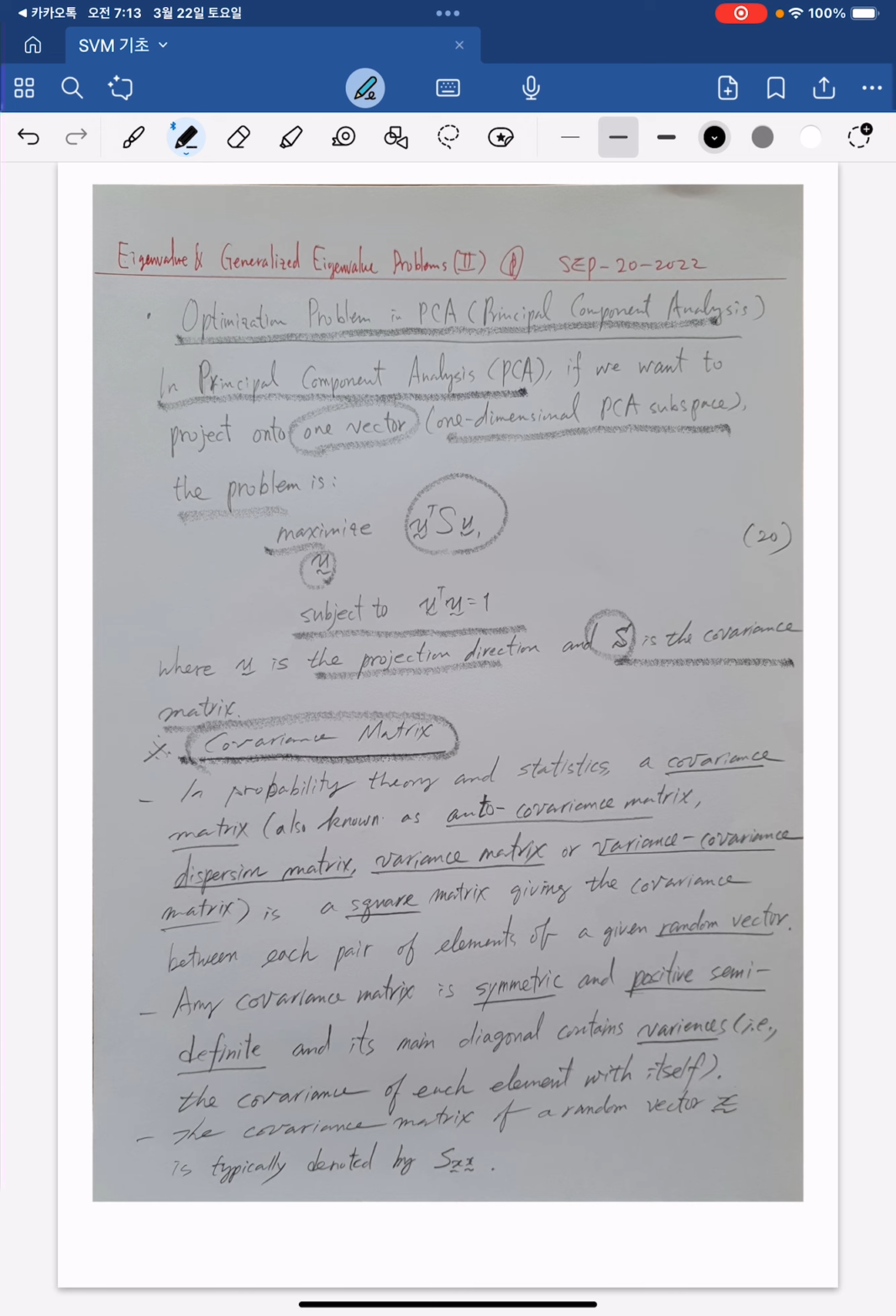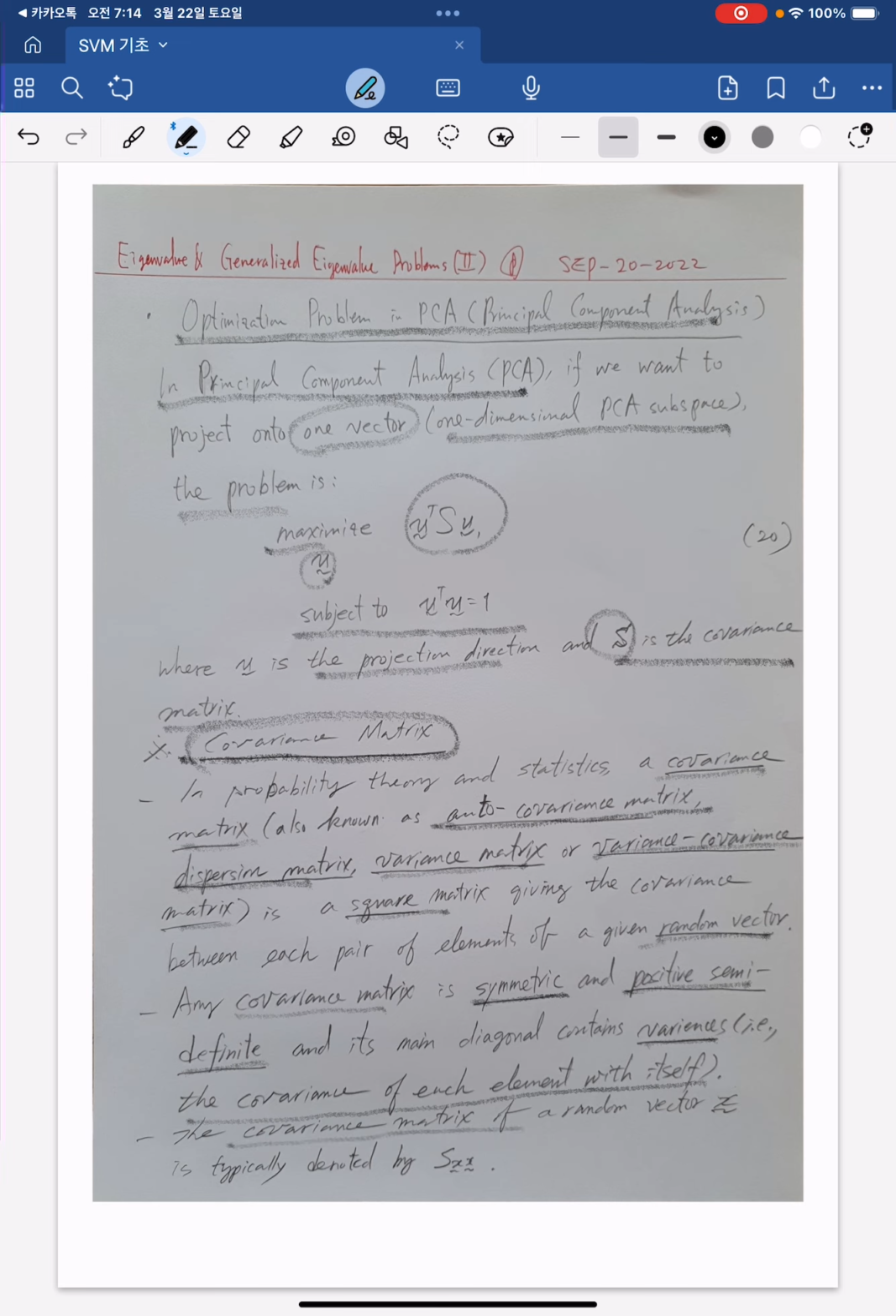covariance matrix를 다시 한번 공부해보면, in probability theory and statistics, covariance matrix, also known as autocovariance matrix, dispersion matrix, variance matrix, or variance covariance matrix, is a square matrix giving the covariance between each pair of elements of a given random vector. Any covariance matrix is symmetric and positive semi-definite, and its main diagonal contains variances. That is the covariance of each element with itself.